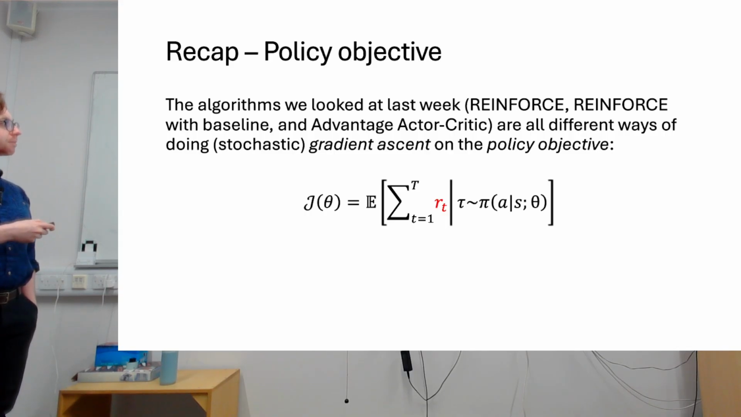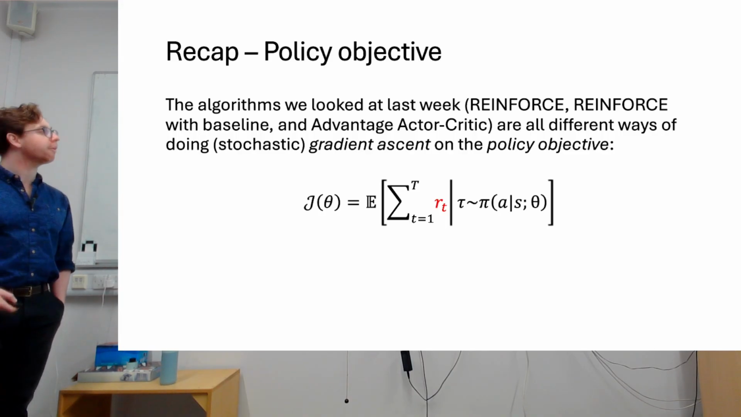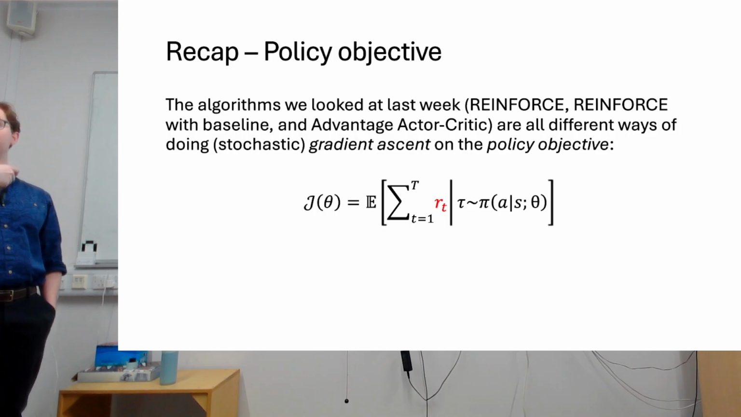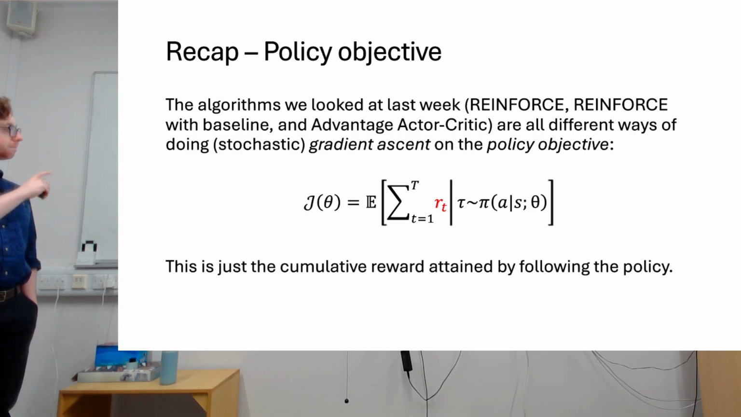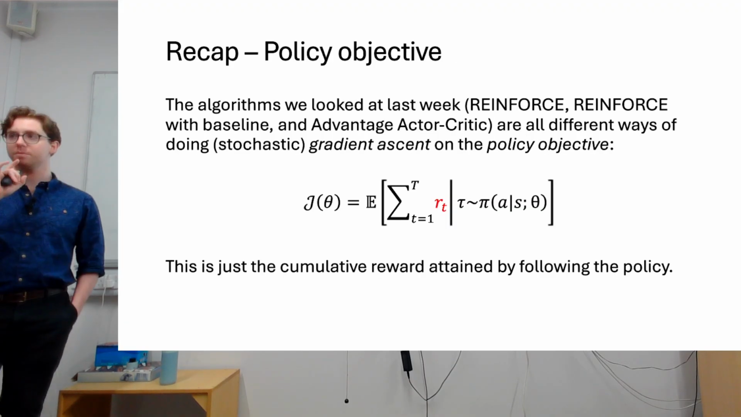So the policy objective, calligraphic J here, which I'm going to use throughout, is just the expected return, so the expected sum of all the rewards along my trajectory when I sample trajectories according to my policy, right? And all these methods do is give you a way of estimating the gradient of this thing. So the policy objective is the cumulative reward obtained by the policy. Okay, any questions before we move on?